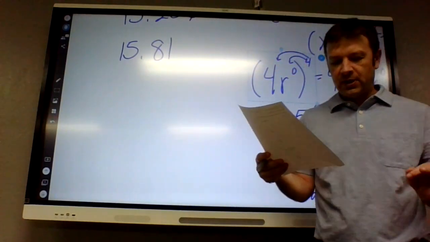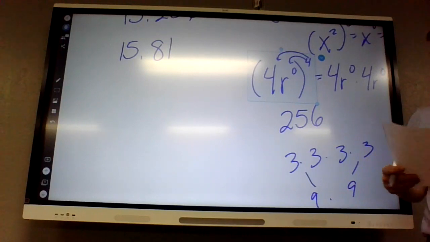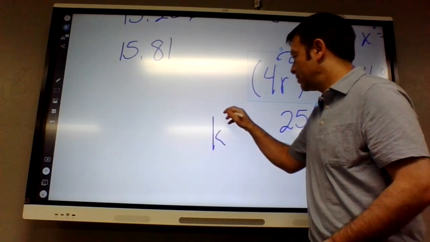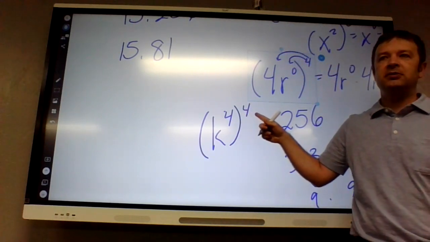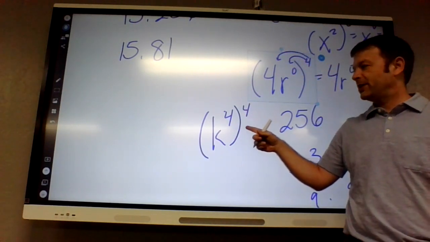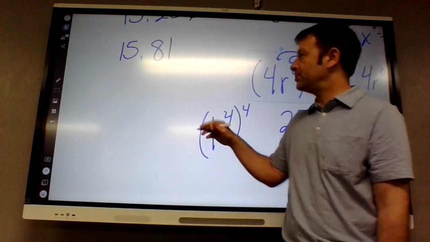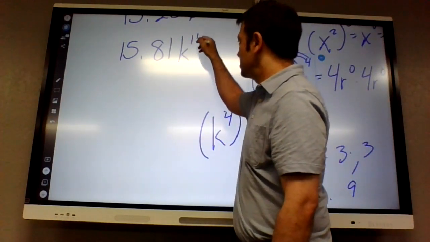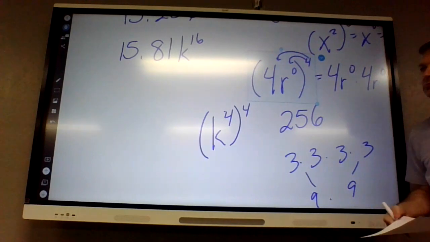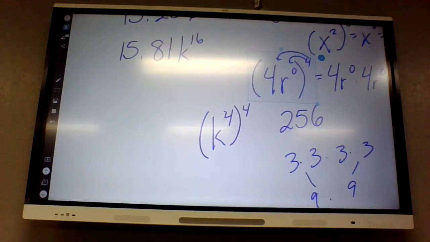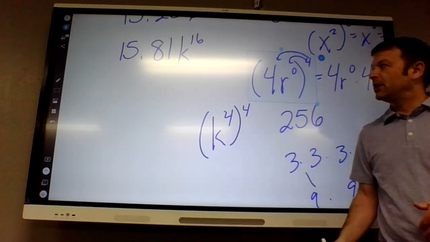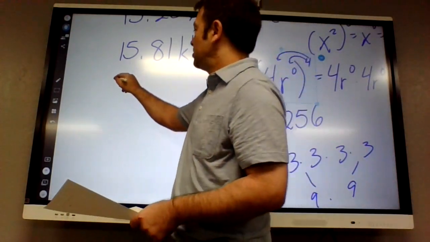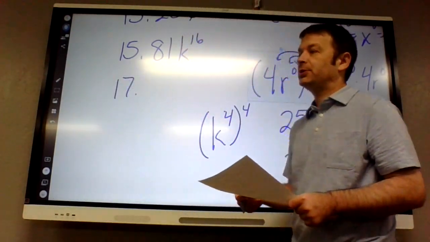What about the letters though? I have k to the 4th to the 4th. What did we say we were going to do with it when there's parentheses like that, power to a power? Multiply, right. 4 times 4. So it's k to the 16. Not hard to do, might be hard to remember though. If you can remember that's multiply, 4 times 4 is not hard. The trick is just remembering what to do.